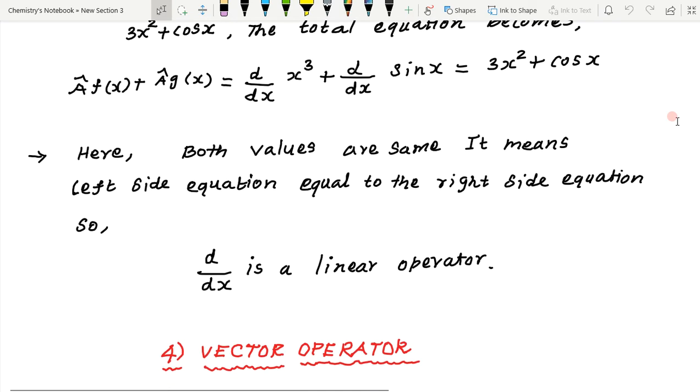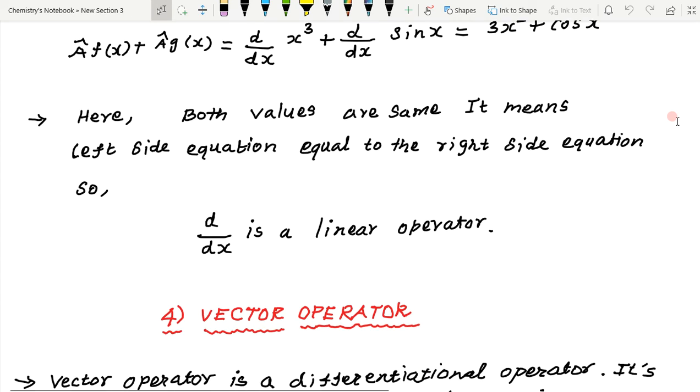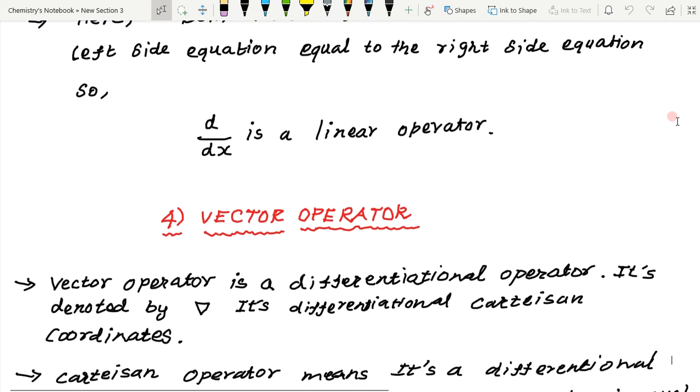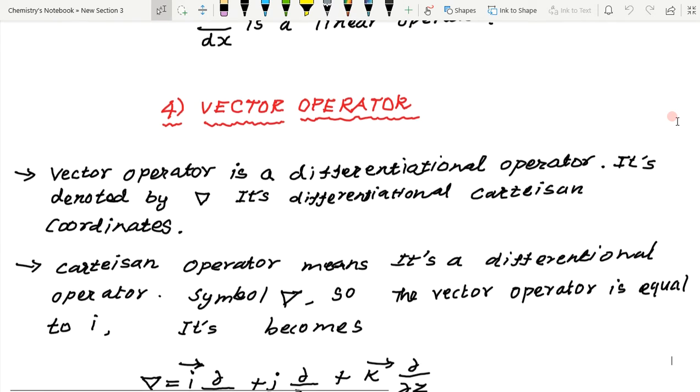Here both values are the same. It means the left side equation equals the right side equation. So d by dx is a linear operator. Please remember that.